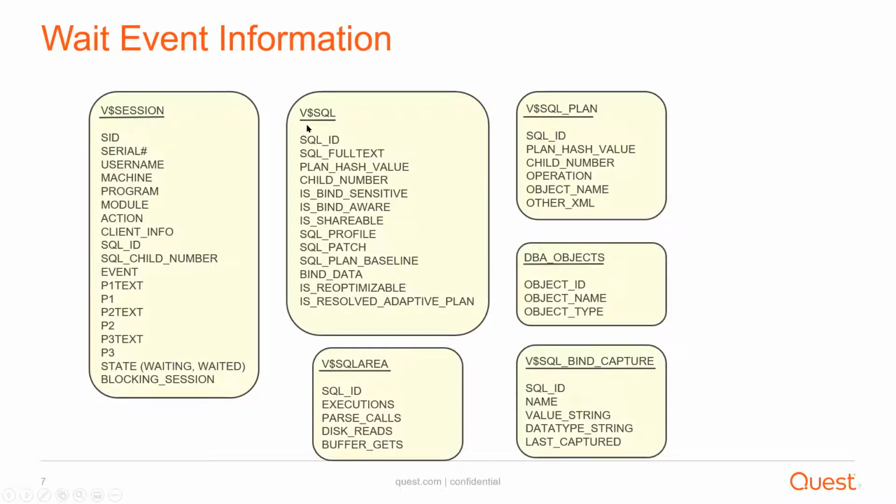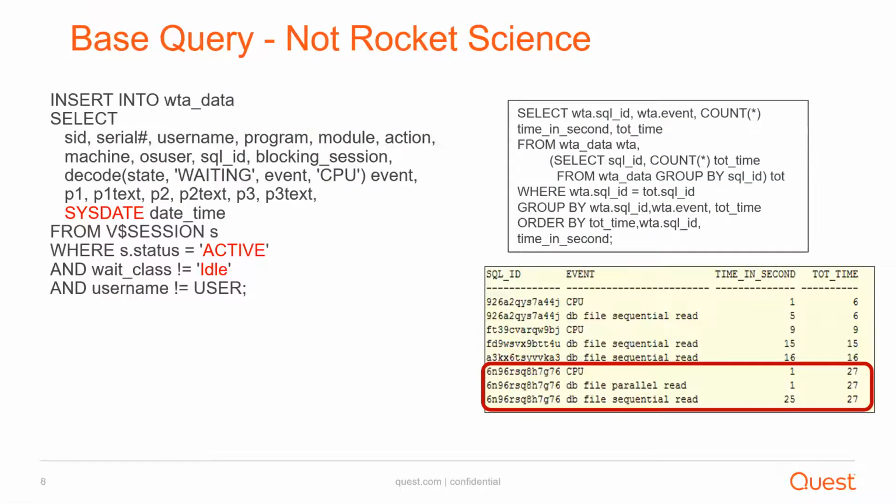I can join that in with the $SQL and get the SQL text. I can join that into the $SQL plan and get the actual execution plan, and then I can get the executions, disk reads, buffer gets out of $SQL area. I can get the object name out of DBA objects, and then if I wanted to get a bind variable, I can actually capture a sampling of what the values for those bind variables are. And this is a great way to see the data types that are being passed, and a great way to find implicit conversions.